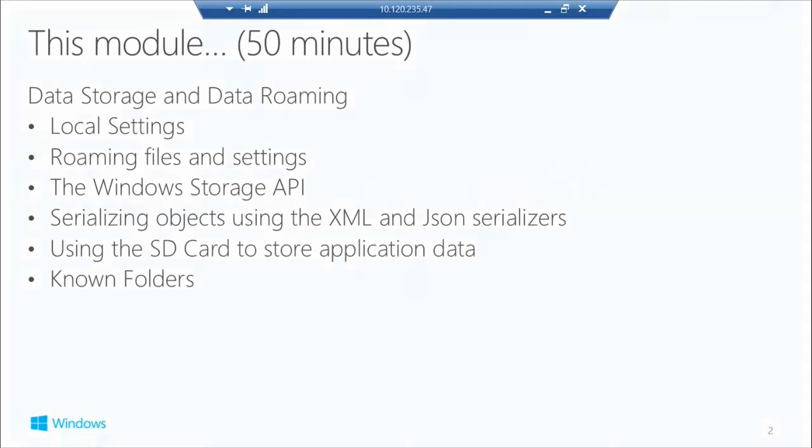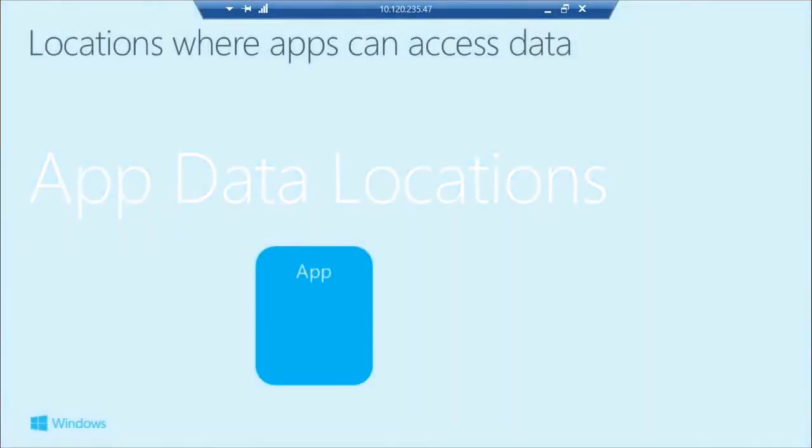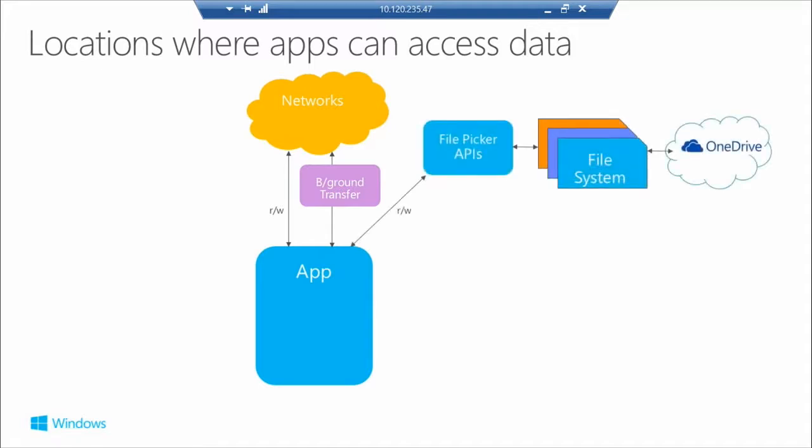So let's get started with app data locations. There are a lot of places an application can get data from. It can get data from a network, through either a direct connection to that network, or through a database or a service, or through a background transfer. We can use file picker APIs to go to the file system, which can go to OneDrive, and we can pull files into our application that way.